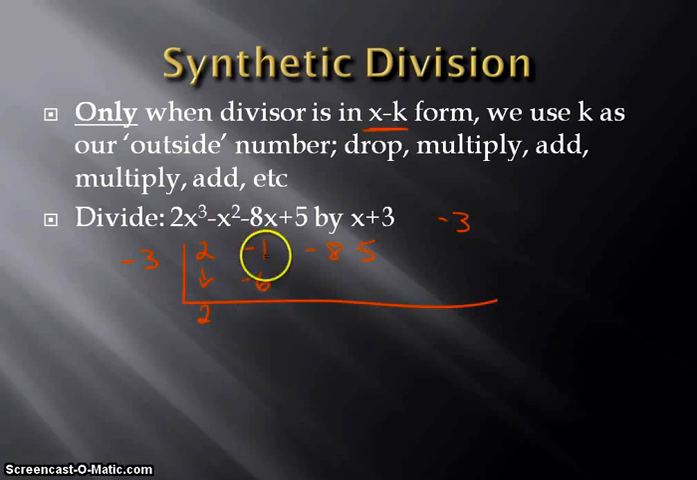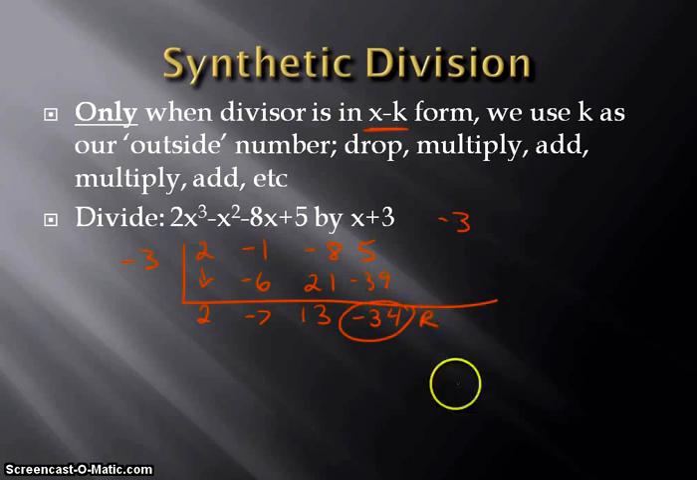Add. Negative 1 plus negative 6 is negative 7. Multiply. Negative 3 times negative 7 is 21. Add. 21 plus negative 8, which is 13. 13 times negative 3 is negative 39. Adding, and we end up with negative 34.